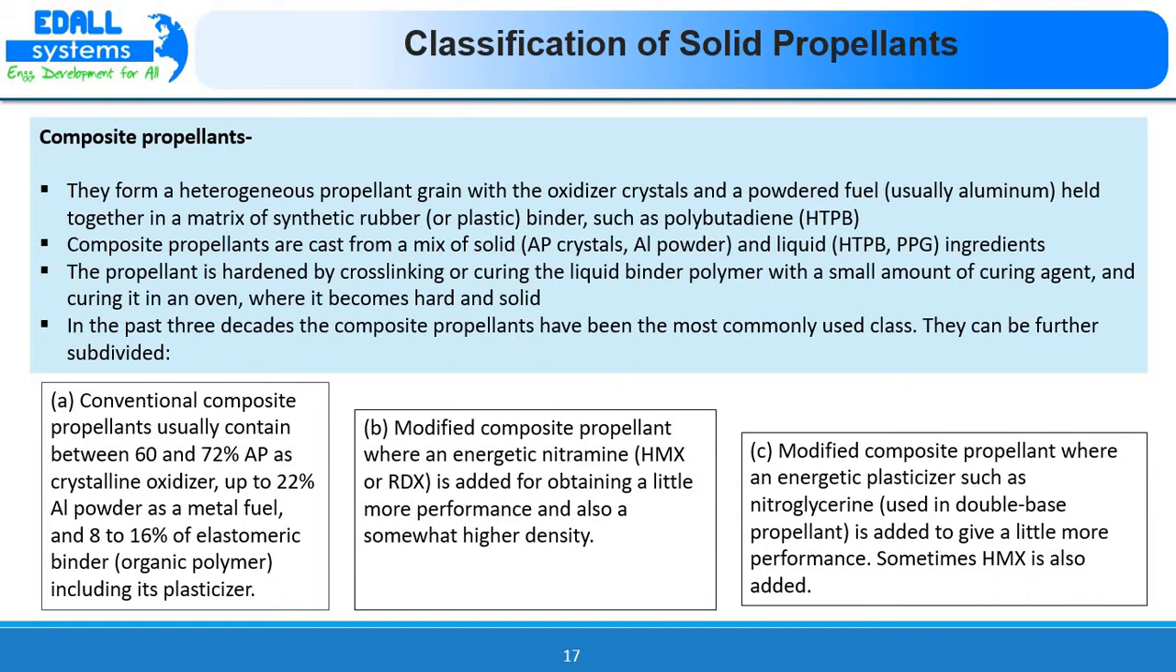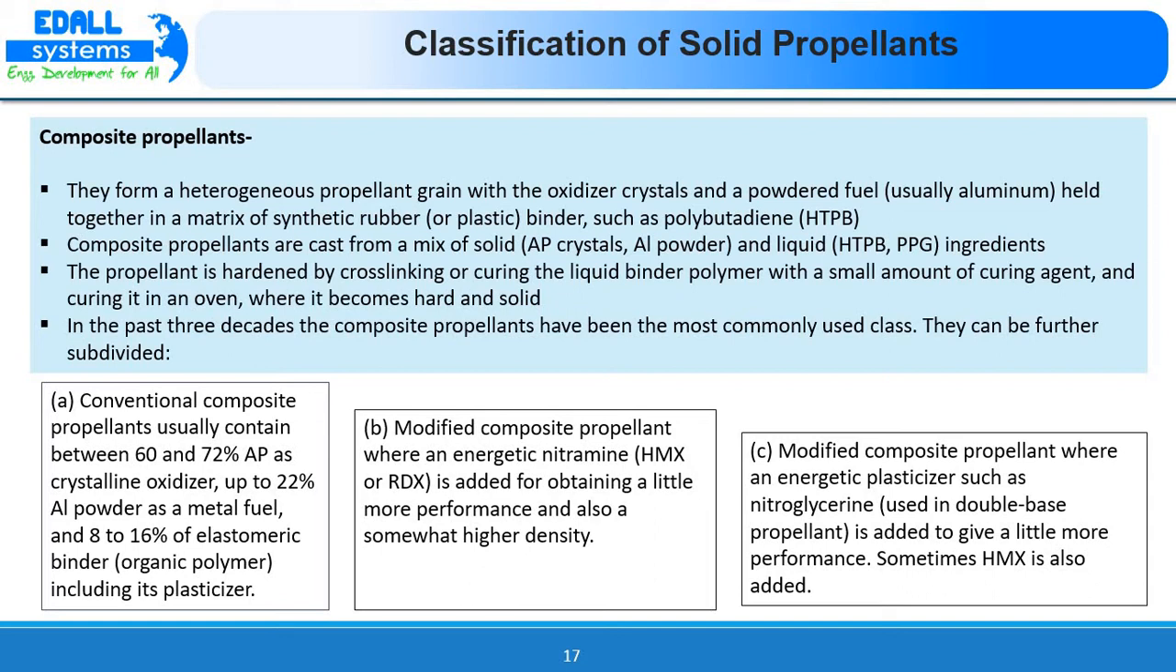So the first one, that is conventional composite propellants, usually contain between 60 and 72% AP as crystalline oxidizer, up to 22% aluminium powder as a metal fuel, and 8 to 16% of elastomeric binder, that is organic polymer, including its plasticizer. So the first or the conventional one, which we have discussed now, will contain around 60 to 72% of ammonium perchlorate as the crystalline oxidizer and 22% of aluminium powder, which will constitute our fuel. Then the elastomeric binder is 8 to 16% of its composition.